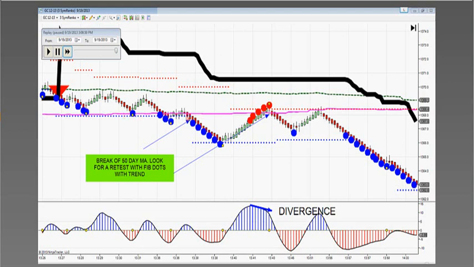Uh-oh, the 50-day moving average is broken. Guess what I'm thinking? Yeah, the 20 is above the 50, but the 50-day moving average just got broken. My symmetry dots show a breakdown. Look for a retest short up against old resistance.